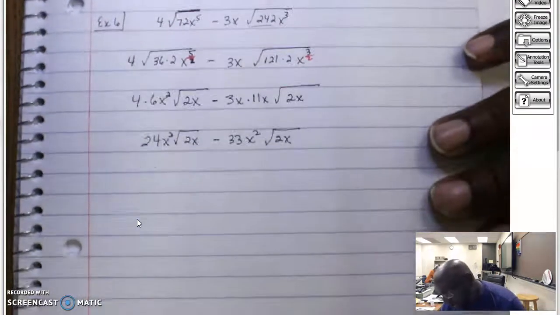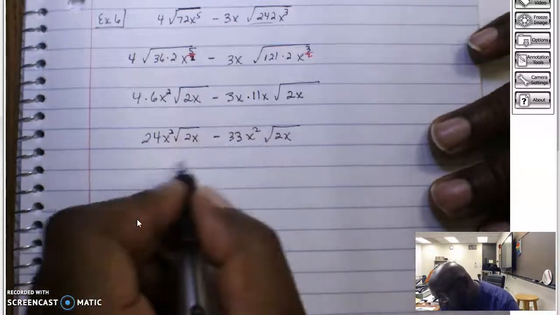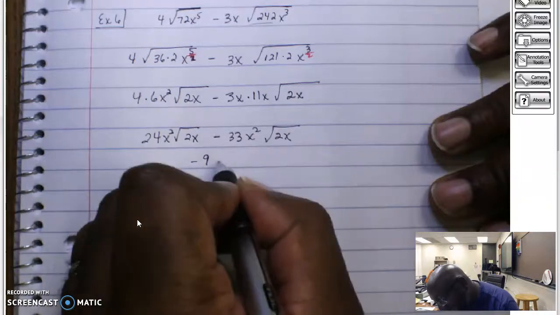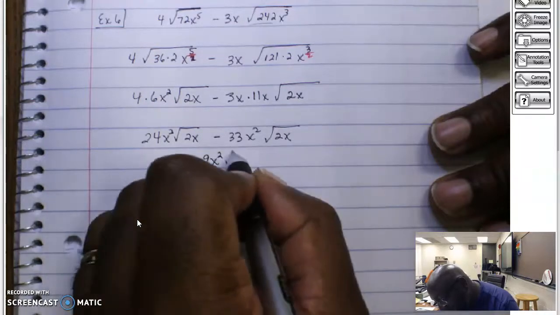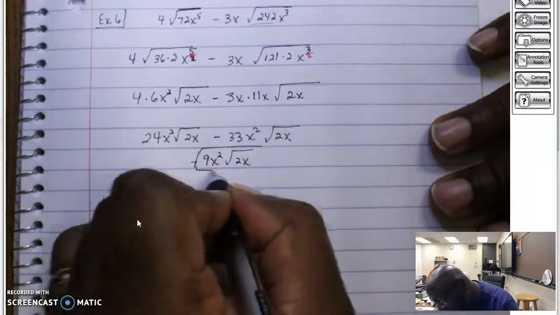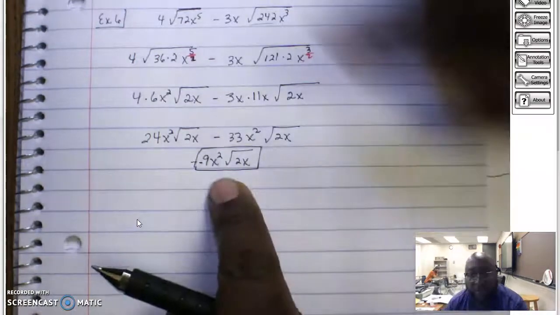And then if we combine the 24 minus 33, I think that is going to be negative 9x squared times square root of 2x. And I need to get my negative in there. And this is this problem simplified.